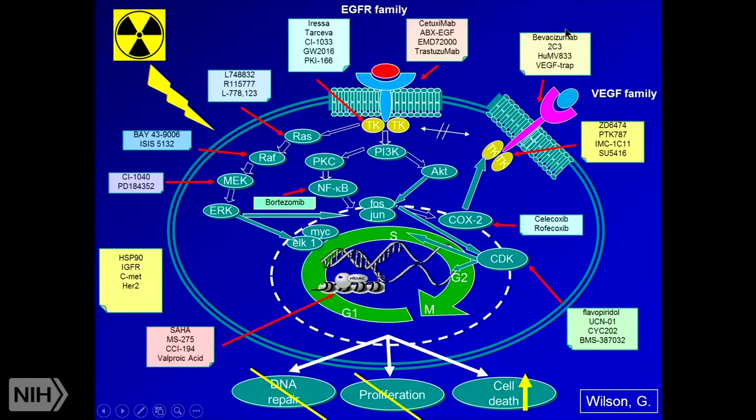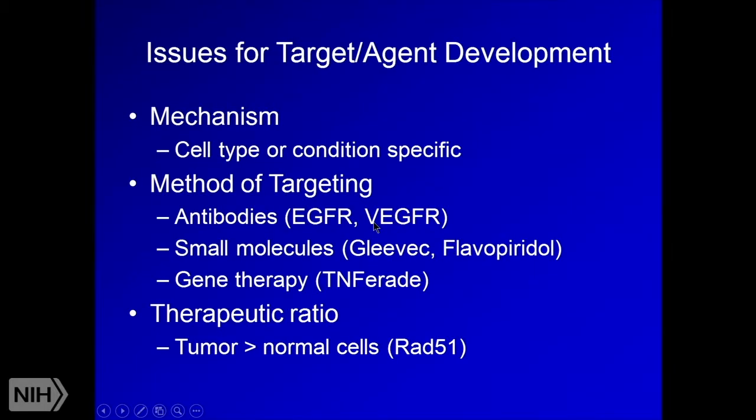Bevacizumab is a common drug that's used for different brain tumors. Cetuximab is used in head and neck cancers and other epithelial malignancies. And then things like Iressa and Tarceva are commonly used in some of the non-smoker lung cancers, and you can see from here. So what are some of the issues for target agent development?